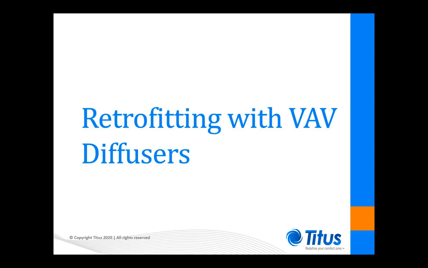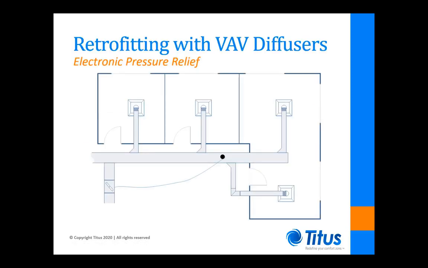In this next section, I will discuss some aspects to consider when retrofitting VAV diffusers into existing systems. VAV diffusers are often used to solve temperature control issues by adding a sub-control zone into an existing constant volume or VAV system. It's important to note that some means of system pressure relief should also be fitted to avoid noise complaints that may occur when the diffuser dampers close to reduce airflow.